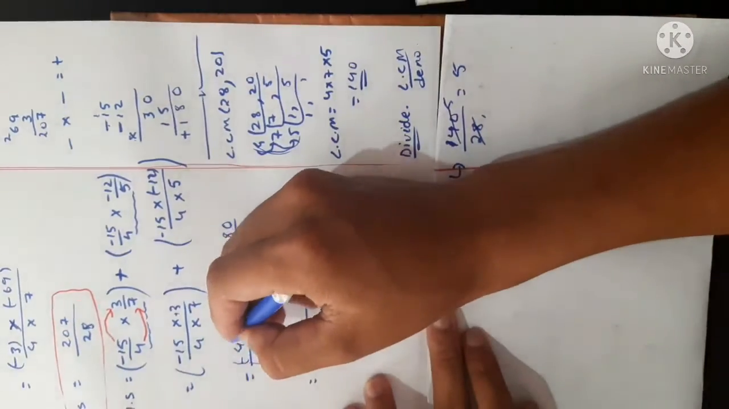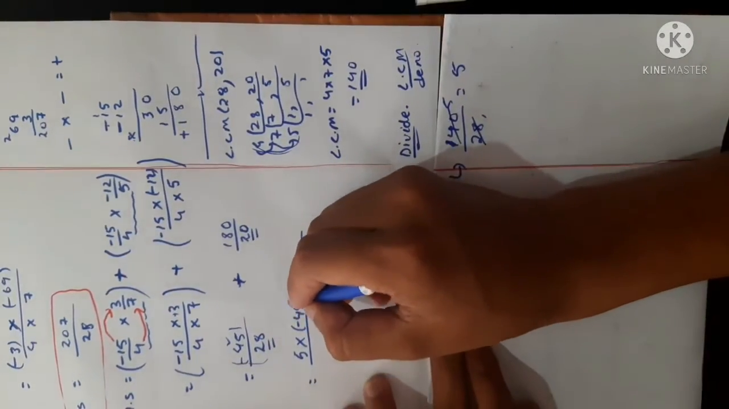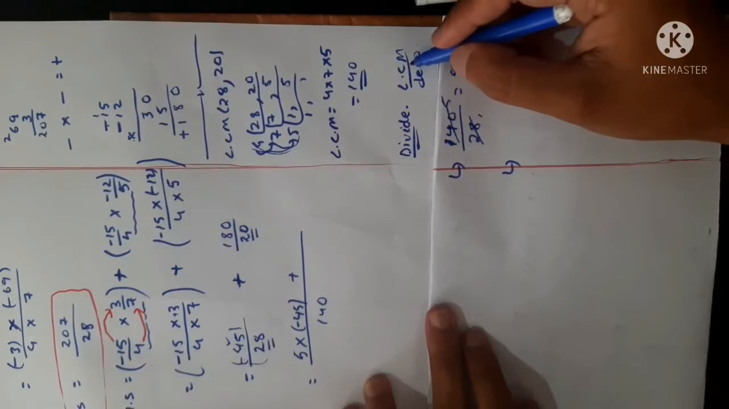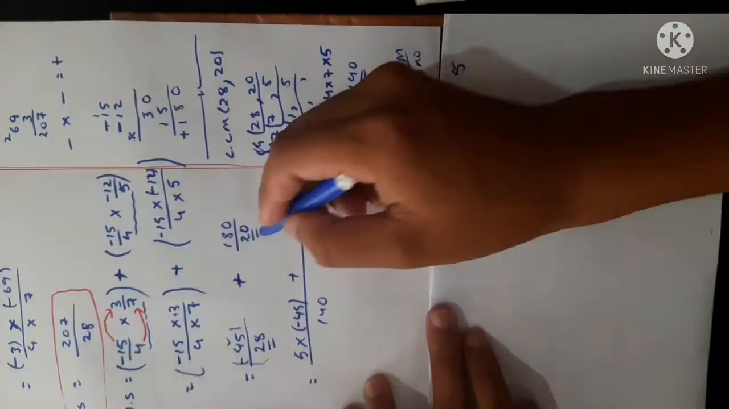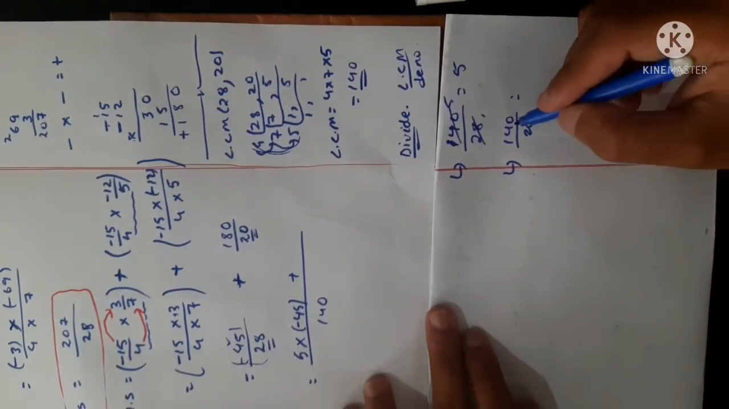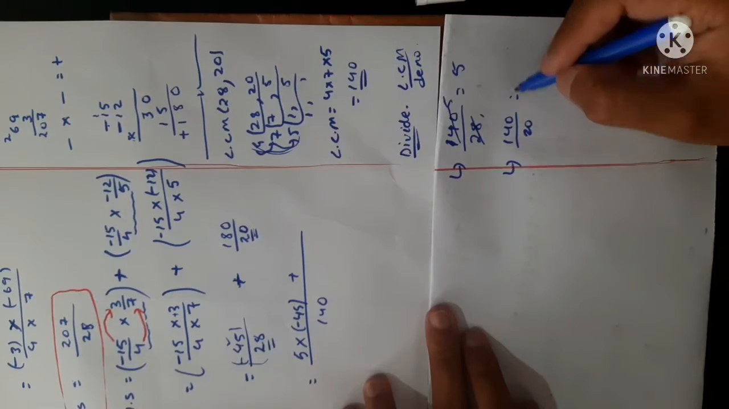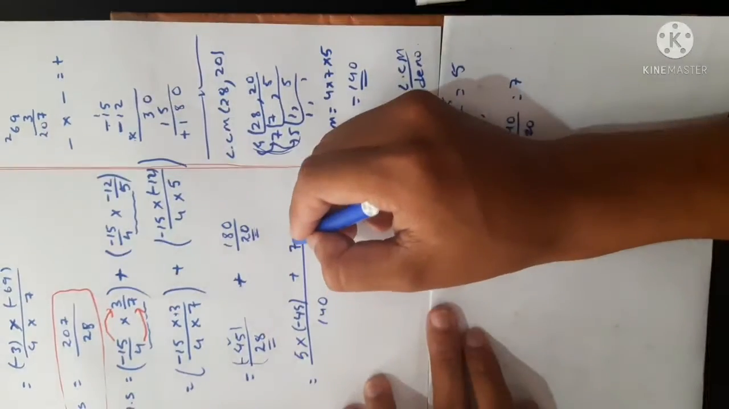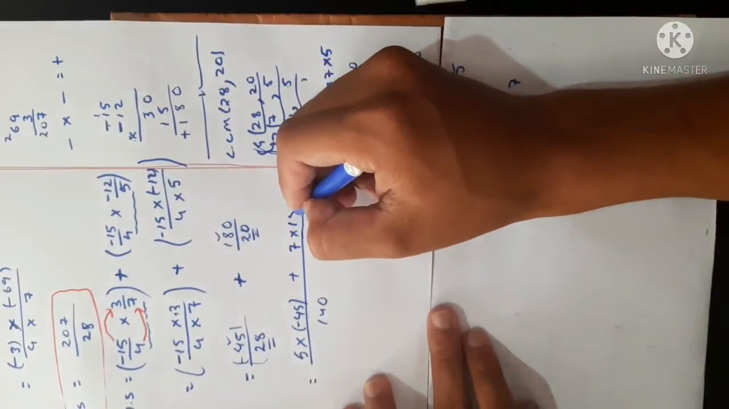So this 5, now remember, we have to multiply with the numerator. This numerator is minus 45. So 5 multiply minus 45, plus. So again, the LCM divided by the denominator. LCM is 140 divided by the denominator, which here is 20. 140 divided by 20, you will get the answer as 7. So 7 multiply the numerator, which is 180.